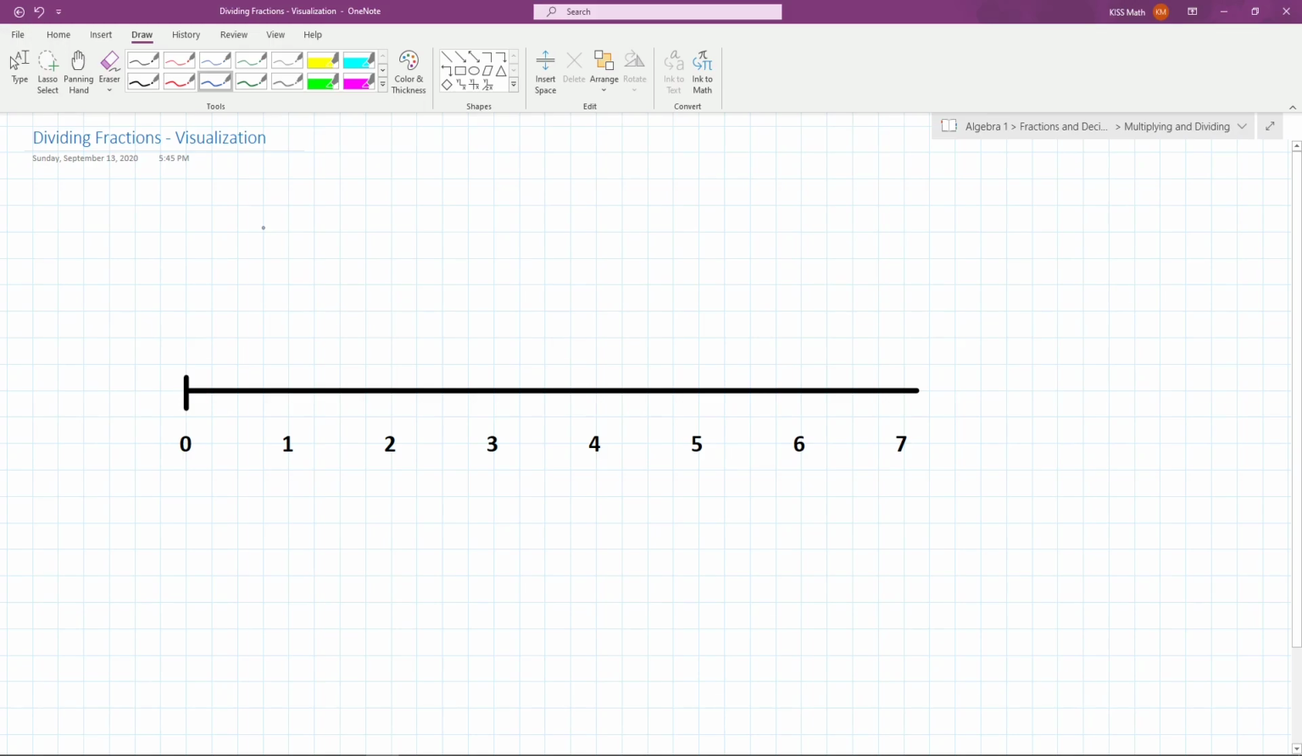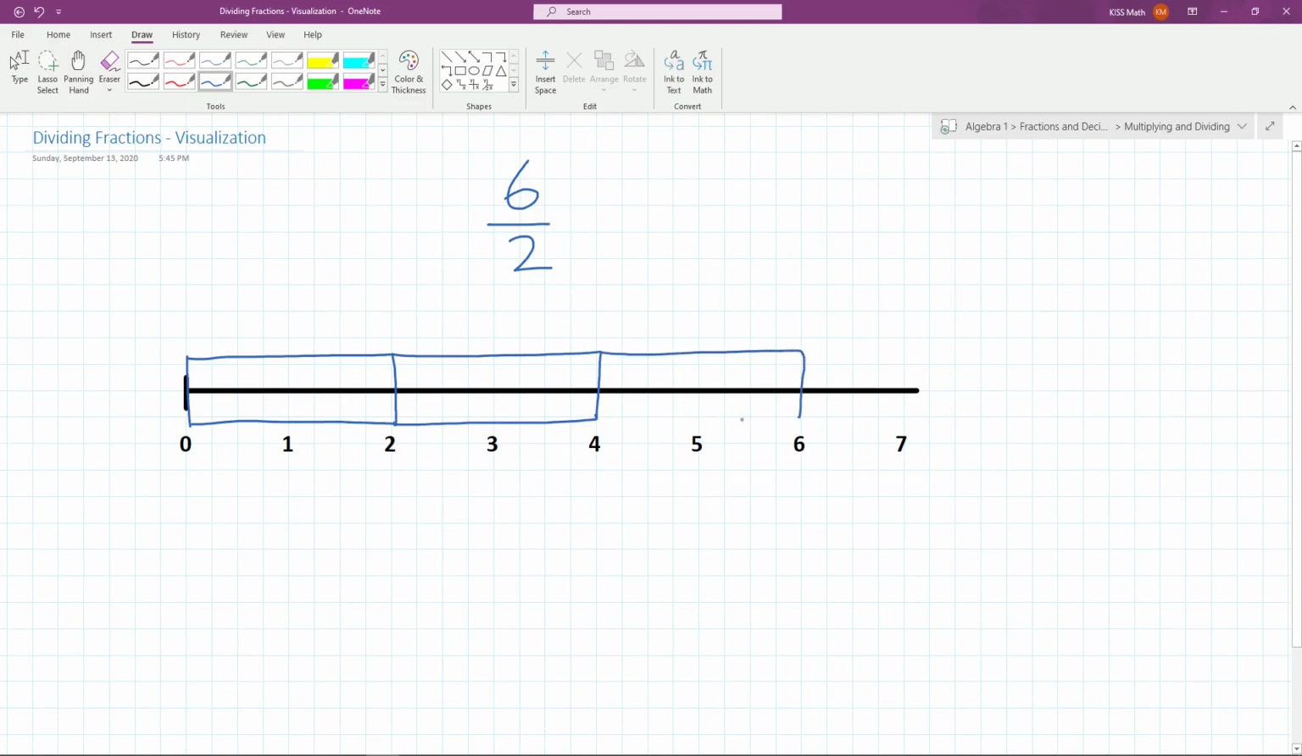Alright, so that's the mechanics of dividing fractions, but let's try and visualize what we're actually doing with the number line. If we do something like 6 divided by 2, we are asking ourselves, okay, how many times will 2 go into 6? Well, 0 to 2 is this amount of space here. And then here's another 2 here, from 2 to 4. And then from 4 to 6 is another block here. So we can say that 2 goes into 6 3 times, which makes perfect sense.